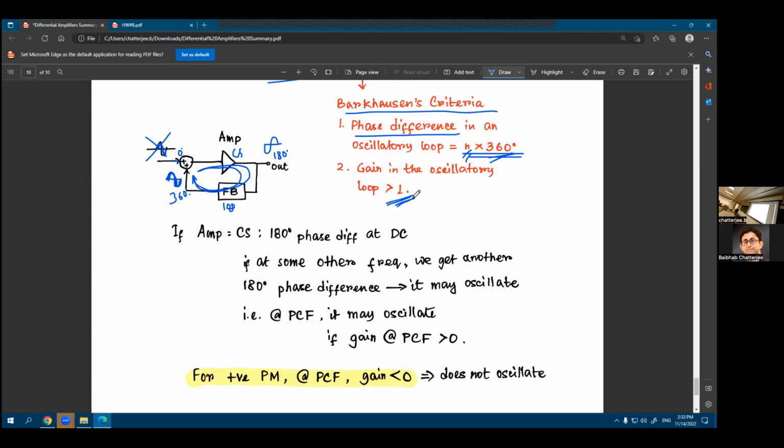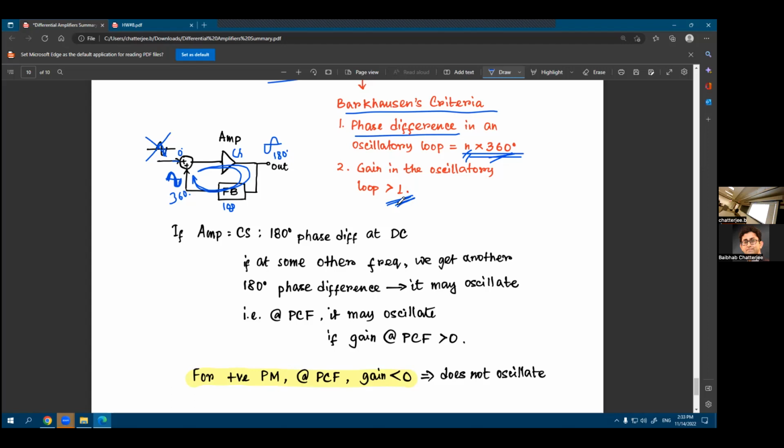Why is this important? Why is this required? Let's say the gain is less than 1. Let's say the gain is 0.1. What would happen in each cycle? Every time you traverse the loop, your signal becomes 1/10. So after some time, you'll see damping. And because of that damping, your oscillation will die out. That's what you want to avoid in an oscillator.